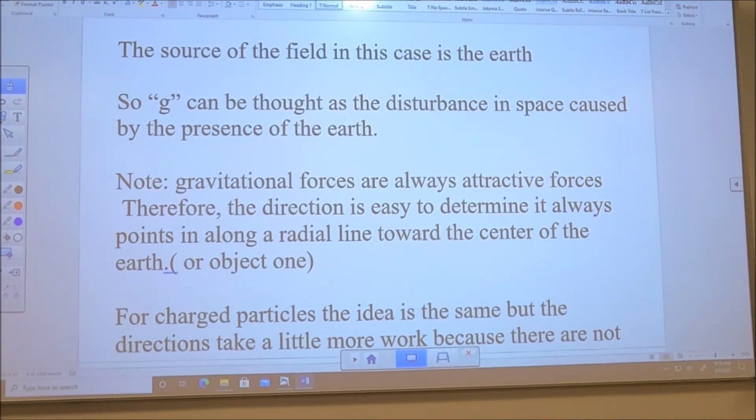So g, okay, is that disturbance in space caused by the presence of the Earth. Now, the one nice thing about gravity is that it is always an attractive force. The direction is easy to determine. It's always from the test object toward the source object along a radial line from center to center.